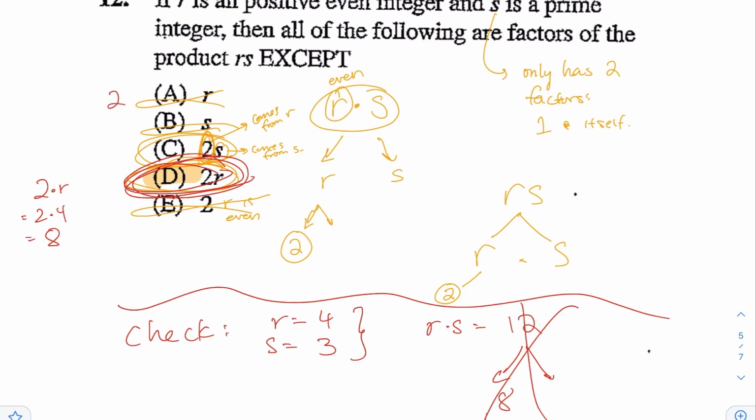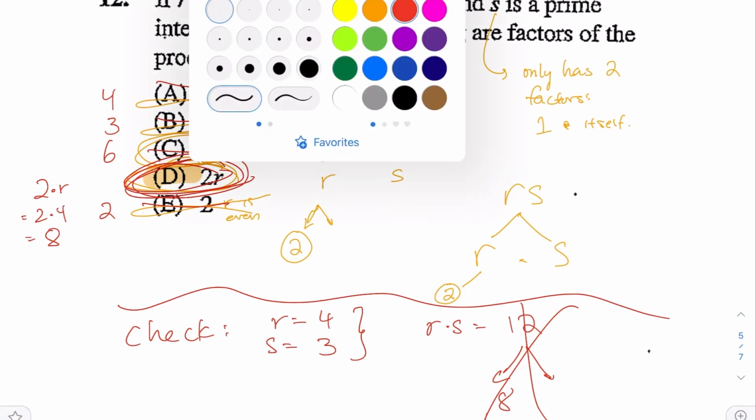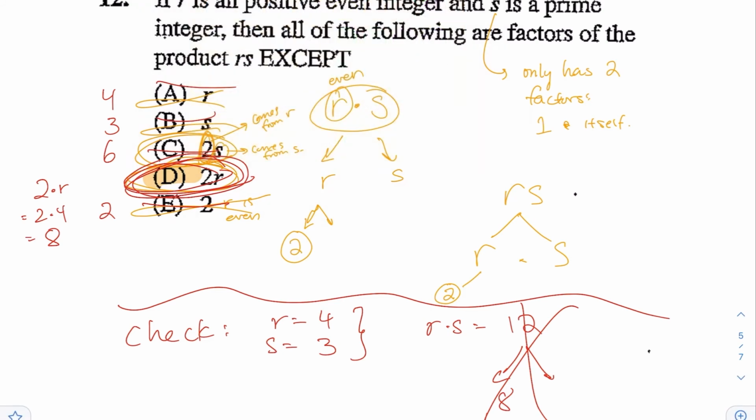4 is a factor of 12, 3 is a factor of 12, 2 times s is 6, that's a factor of 12, and choice E, 2 is of course a factor of 12. So we can eliminate A, B, C, and E. Only choice D is left, even if you do the plugging in method.